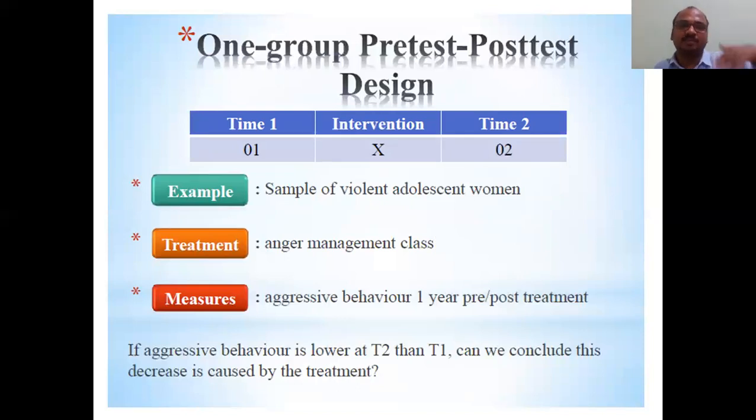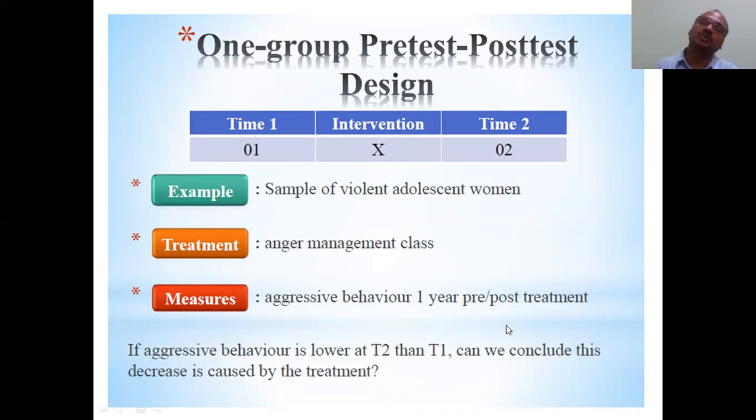How to manage the anger? Because they are very angry, that's why they are very violent. So to suppress that violence, you are giving a treatment. What is the treatment? How to cool, how to calm down, how to manage your anger. And the results, measures: see here, aggressive behavior in 1 year, pre and post.